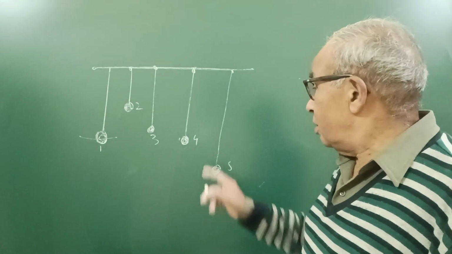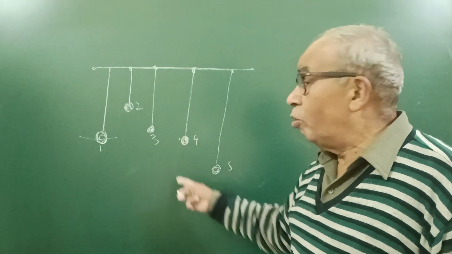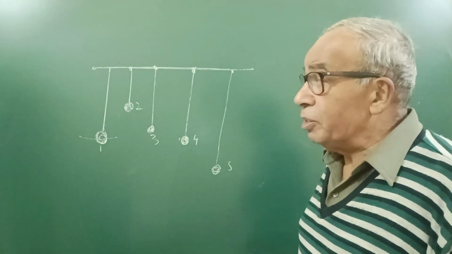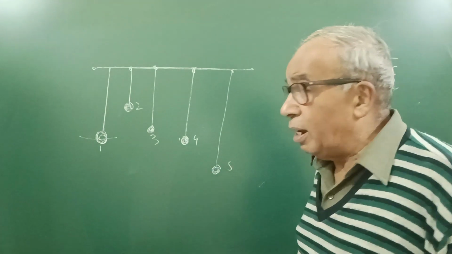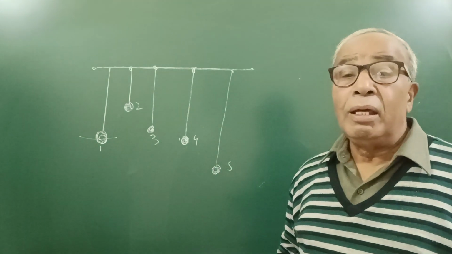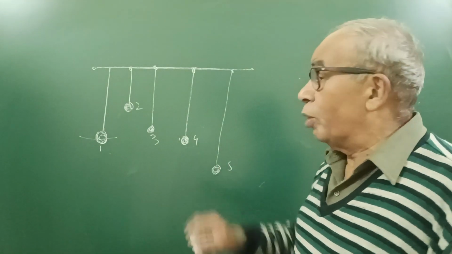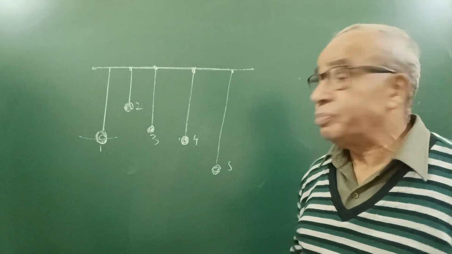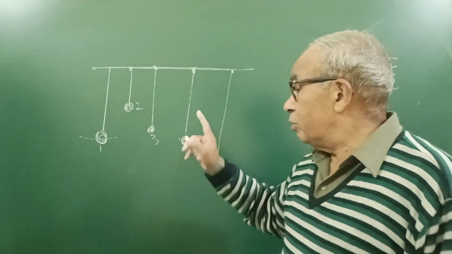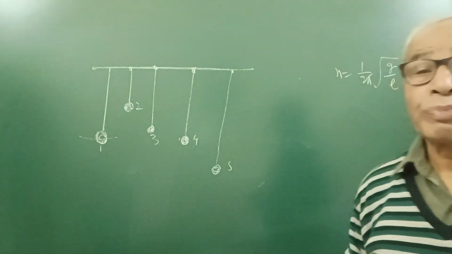But in that one, the behavior of pendulum 4 will be different. It will start picking up amplitude, larger and larger, and will become a sufficiently large amplitude. So pendulum 1 and 4 are in resonance condition. Pendulum 4 is in resonance condition with 1.